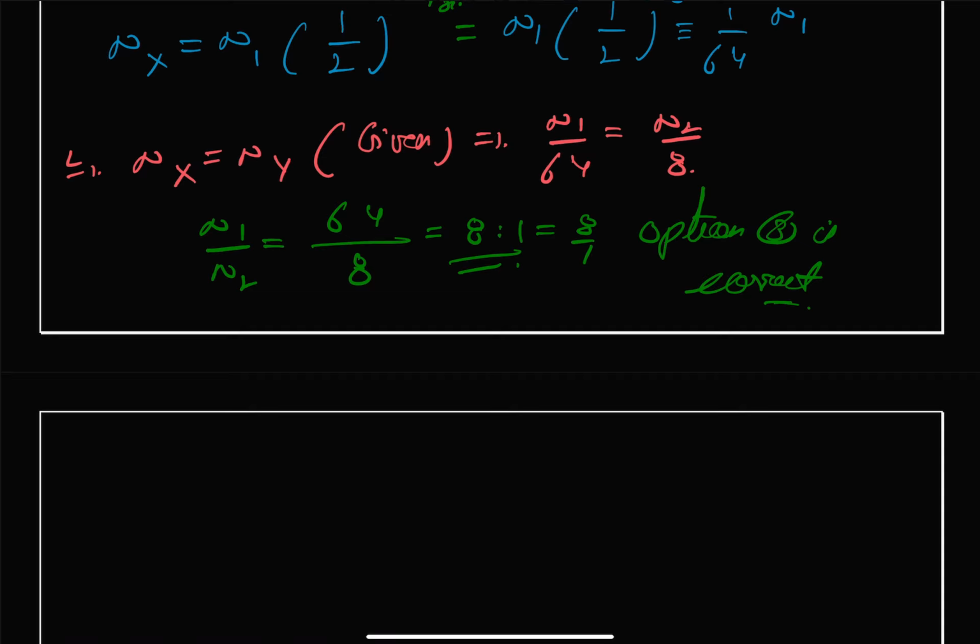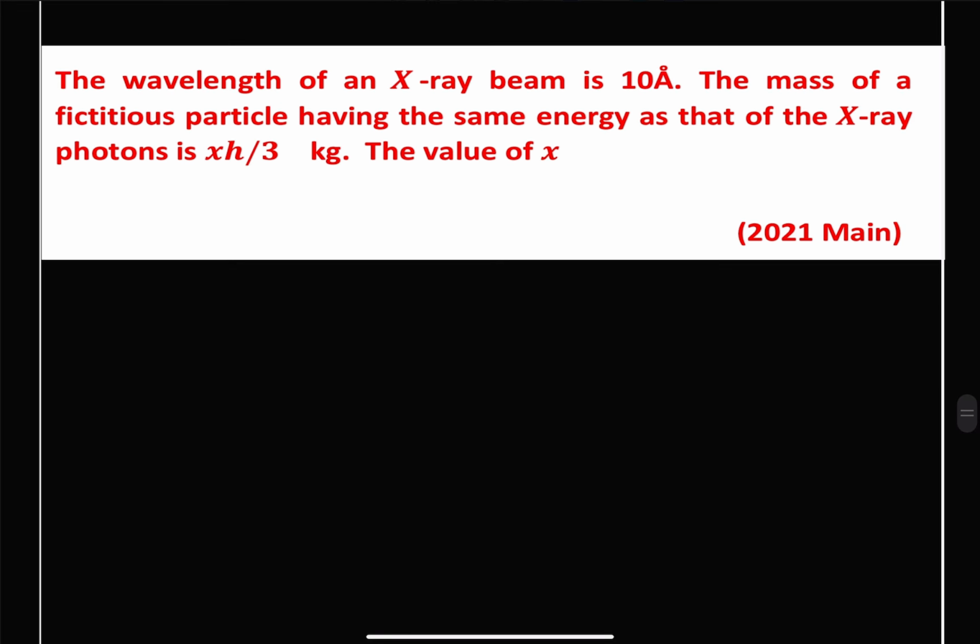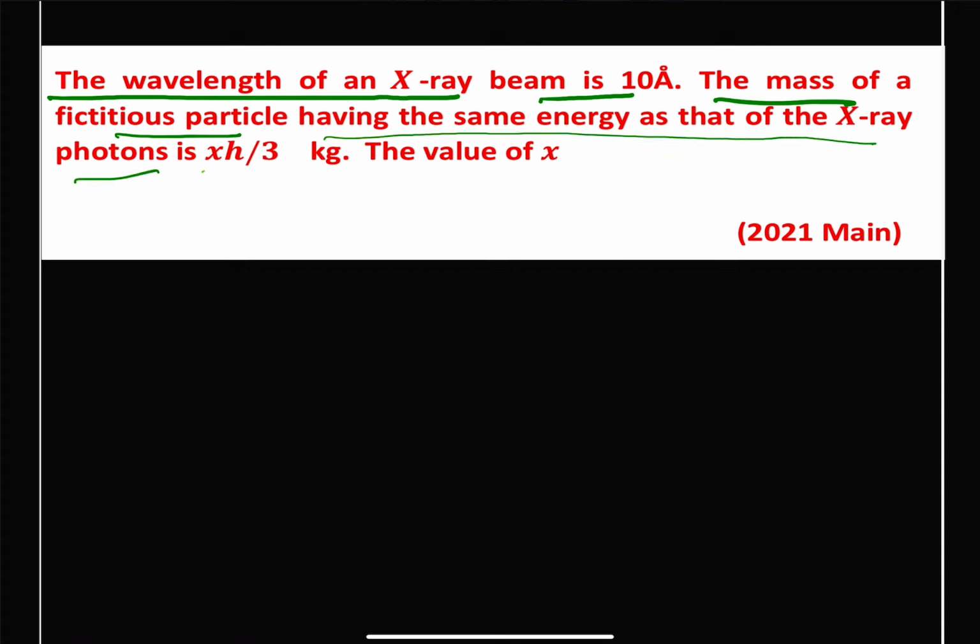Next question. It states that the wavelength of an X-ray beam is 10 angstrom. The mass of a fictitious particle having the same energy as that of the X-ray photon is xh/3. The value of x is. And so here we are going to start with the energy of the photon, and then we can easily relate this with our equivalent mass concept.